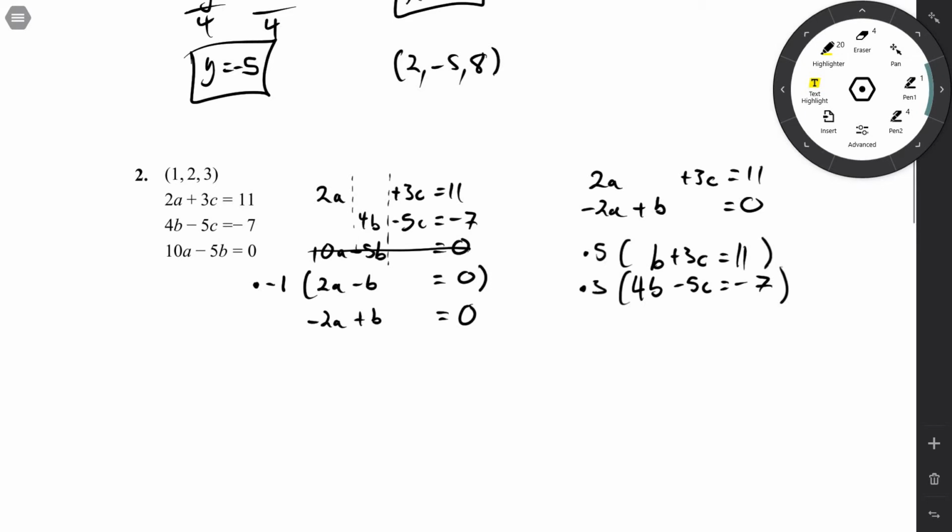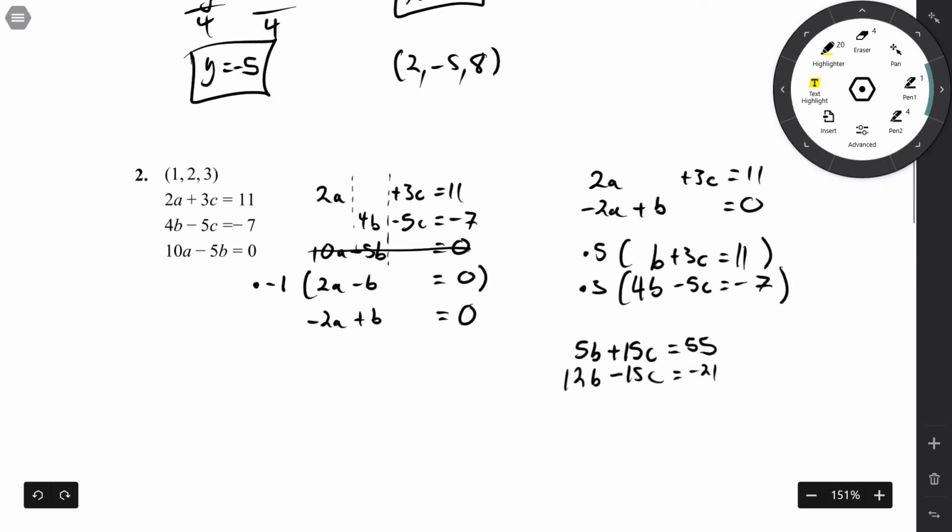So let's rewrite those. We'll get 5b plus 15c equals 55. Remember to multiply this constant out in the front, otherwise we will get to the wrong answer. This bottom one here, we will get 12b plus minus 15c equals, let's see, negative 7 times 3 is negative 21. And then we'll add those down.